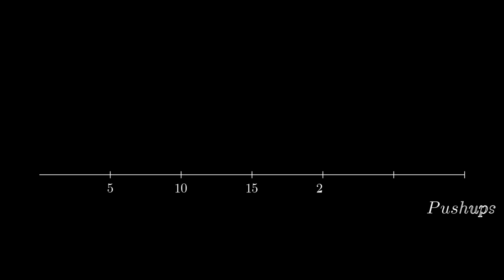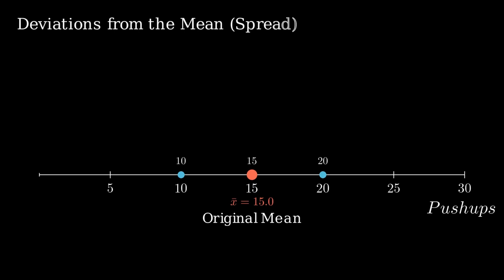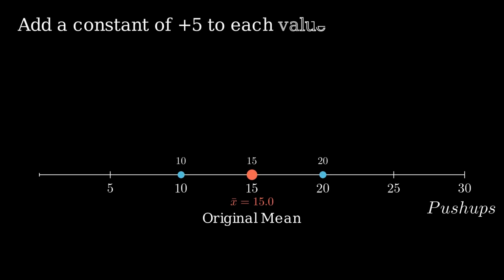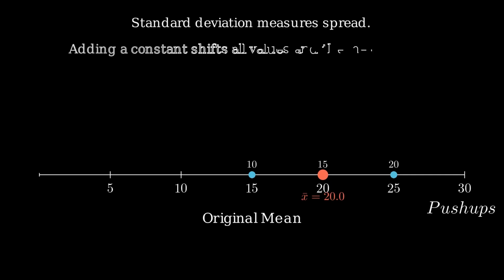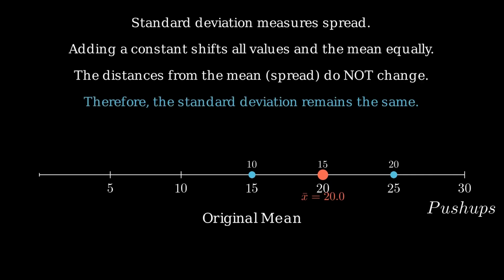Let's quickly take a look at why. Suppose I have 3 data points, 10, 15, and 20, the average being 15. Now the deviation from the mean is going to be constant, in this case 5 on each side. Now if we add a constant of 5 to each value, I'm going to have new data points with the new average being 20. However, the spread remains the same. The spread is still going to be 5. So the standard deviation measures the spread. Adding constants shifts the values and does not change the standard deviation.